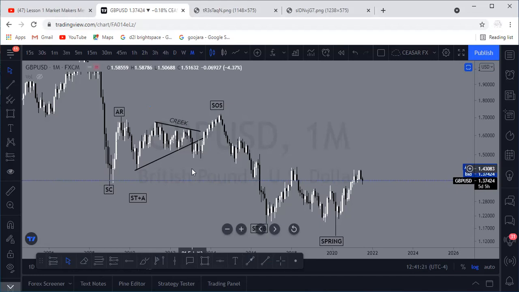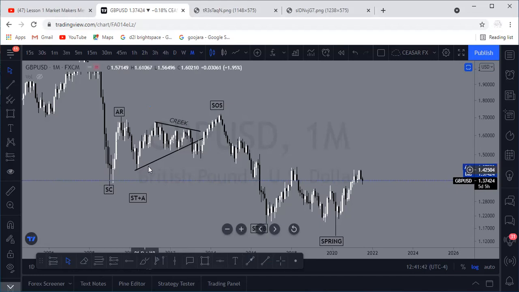Let me repeat that one. The market makers, big banks, big institutions, big players in this game, they use support and resistance to know where the stop losses of the retail traders are. I hope that one is clear.